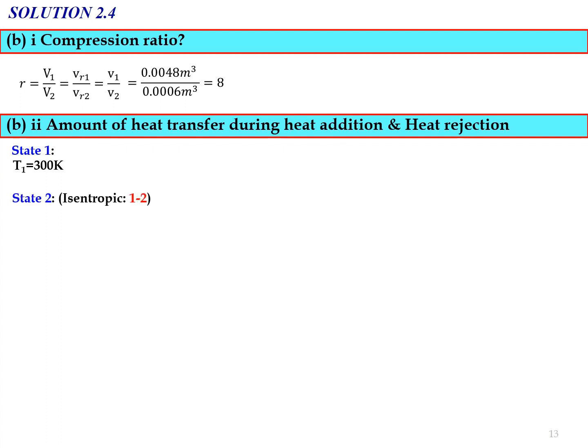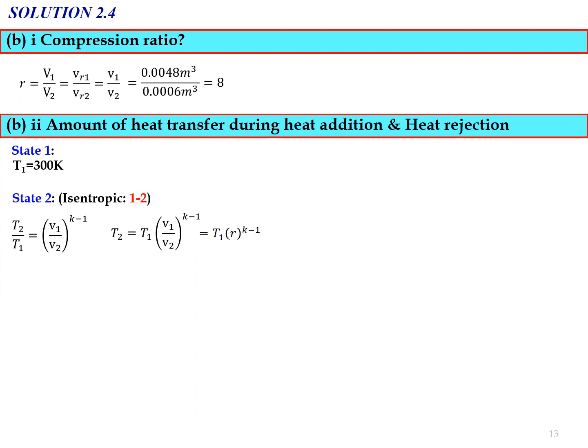Okay, for state number 2, will involve the isentropic process, so we can use the cold air standard assumption equation for isentropic process. For example, we can use this equation: the temperature ratio equal to volume ratio power of k minus 1. The equation already provides the value of k, which is equal to 1.4 for air. Now we need to determine the temperature T2. Rearrange the equation, so we get T2 equal to T1 multiplied by V1 divided by V2 power of k minus 1.